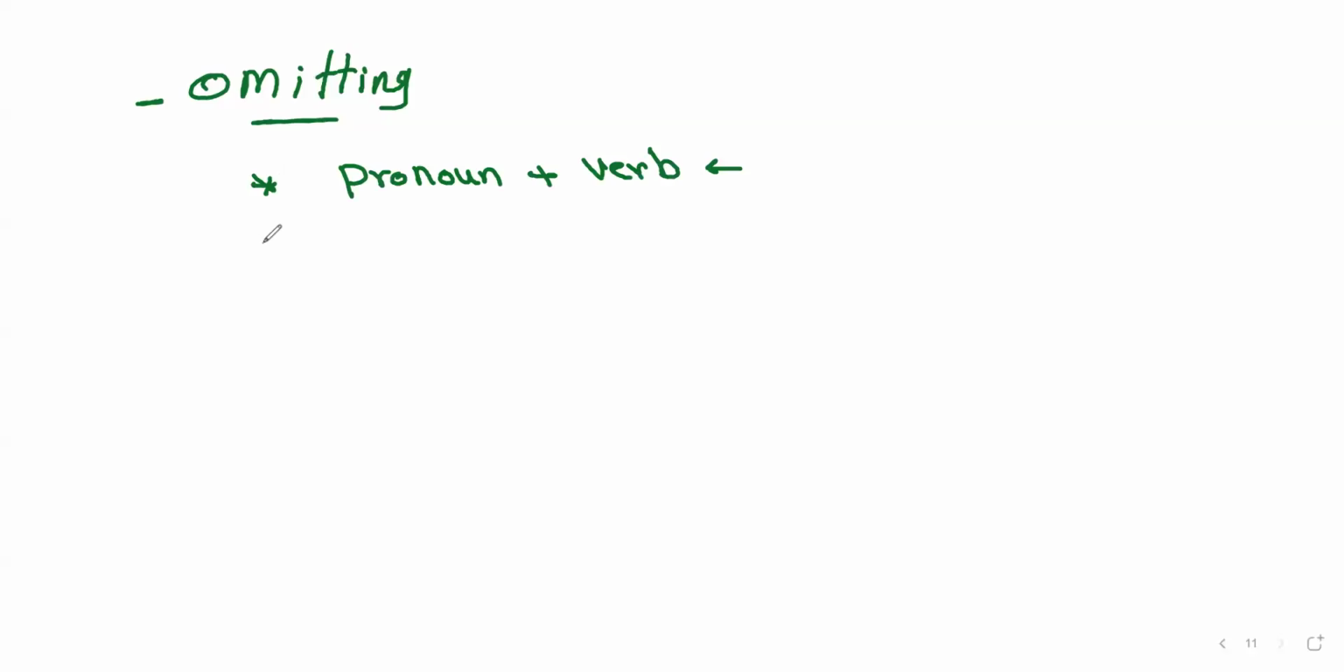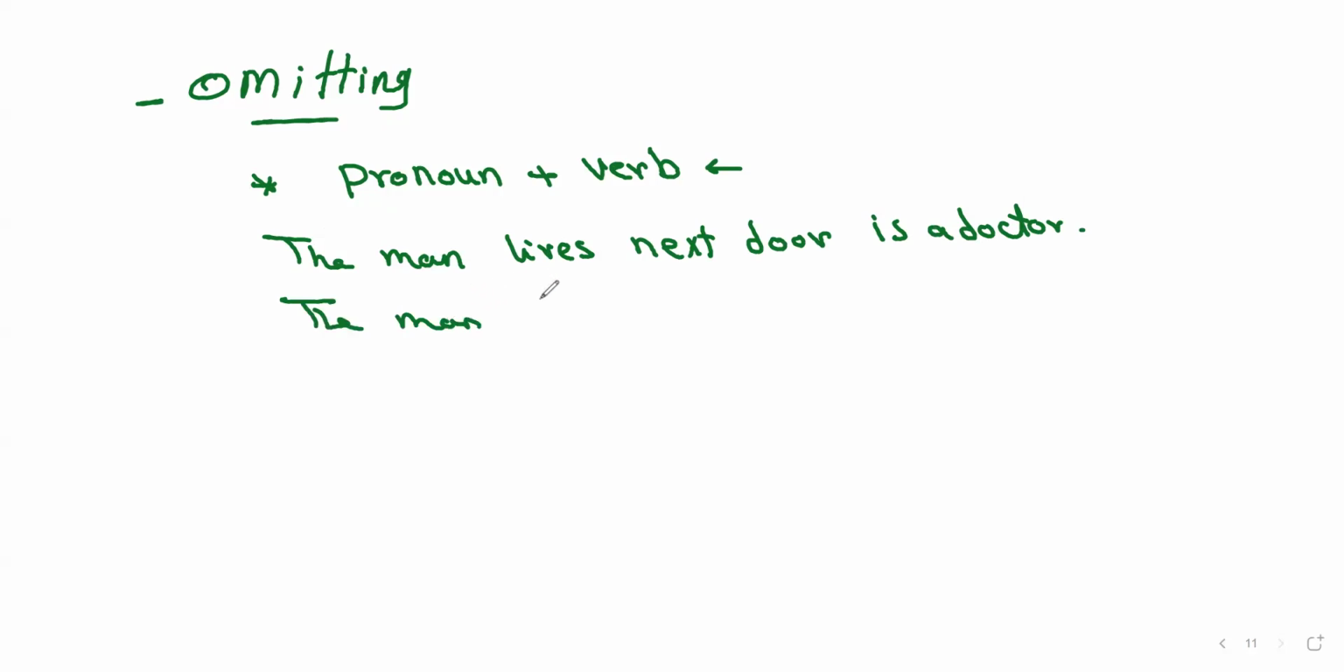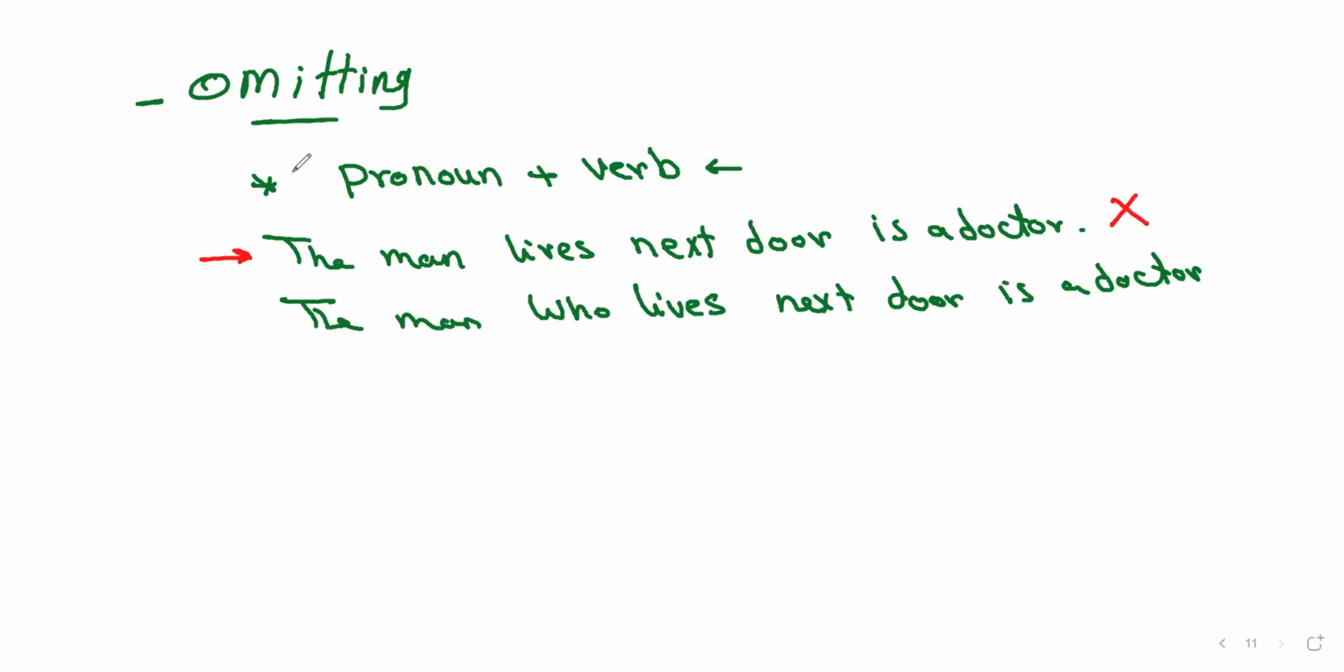the man lives next door is a doctor. Or the man who lives next door is a doctor. Which one is correct? Let me write both here. The man lives next door is a doctor. And the man who lives next door is a doctor. Actually, this one is wrong. So if I have a relative pronoun followed by the verb directly, I can't omit the relative pronoun.